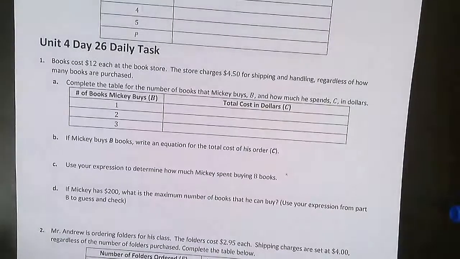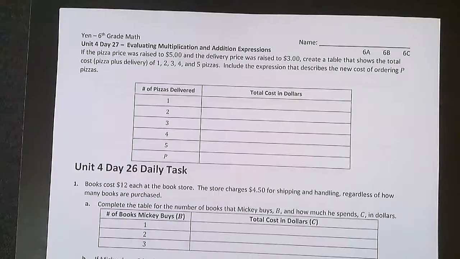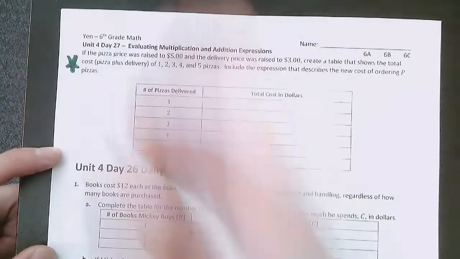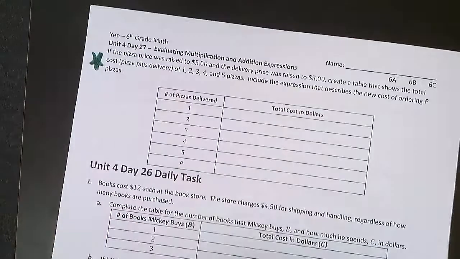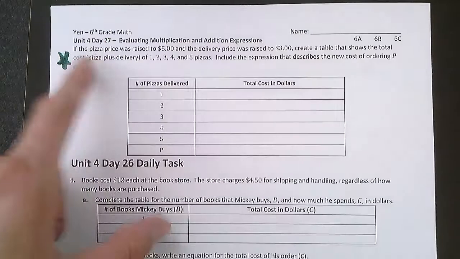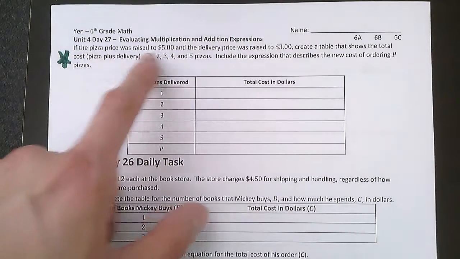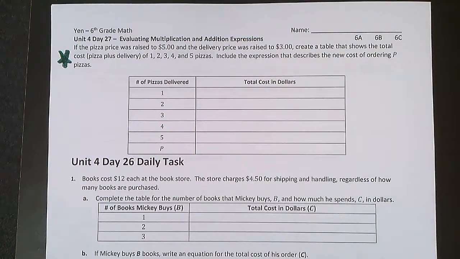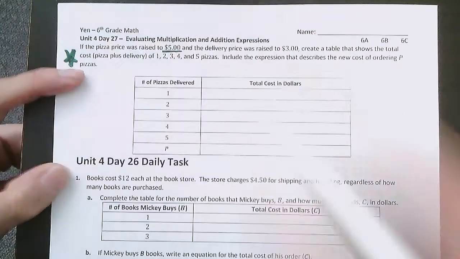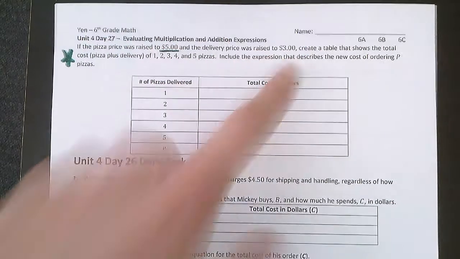Now we're at the top of page 3. We're going to do this one right here. This is what I'm going to be looking for when I check your notes for today. Let's read the problem. If the pizza price was raised to $5, okay, let's underline that so we can remember. So now each pizza costs $5, and the delivery price was raised to $3.